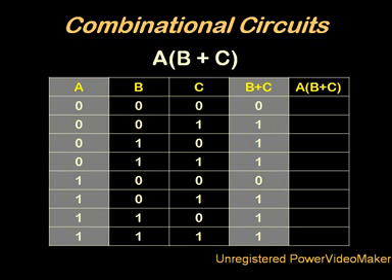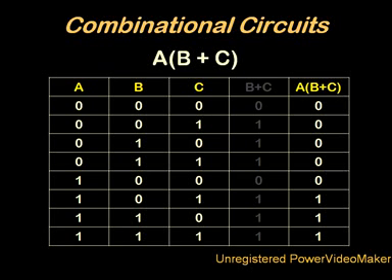Now let's look at the A column and the column we just created, B or C. We're going to apply the AND operation to those 2 columns. Remember that the only time we'll get a 1 from the AND operation is when both columns are 1. So we see that the last 3 rows have a 1 in them and the other 5 rows have a 0. So our truth table for the circuit as a whole is shown here.